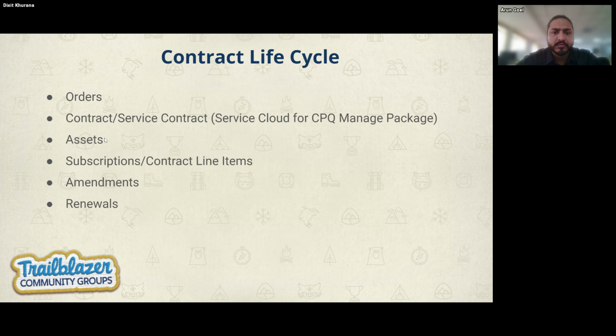Assets are basically one time products, or you can say the representation of products which belong to the customer only. Same in the case of subscriptions and contract line items. If you are using the Service Cloud for CPQ managed package, subscriptions will be replaced by contract line items and subscriptions will be disabled. Amendment, as I explained, lets you modify any contract. Renewal is simply renewing the contract. So these are different features. We will cover everything in detail as well.